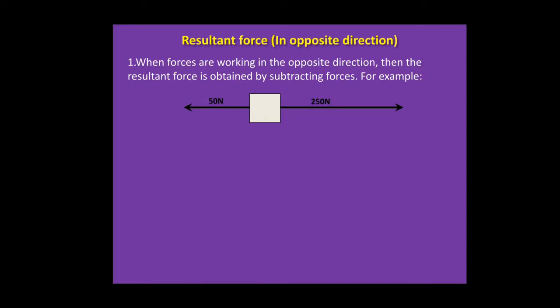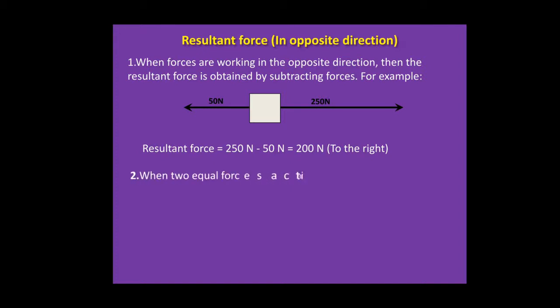In this object, two forces are working but the directions are not the same. The first force is working to the right side and it is about 250 Newton, and the second one is about 50 Newton that is working to the left side. So the resultant force will be 250 Newton minus 50 Newton, and in total it will be 200 Newton, and this object will move to the right side because here the greater force is about 250 Newton, and I already told you resultant force will always act in the direction of the greater force.